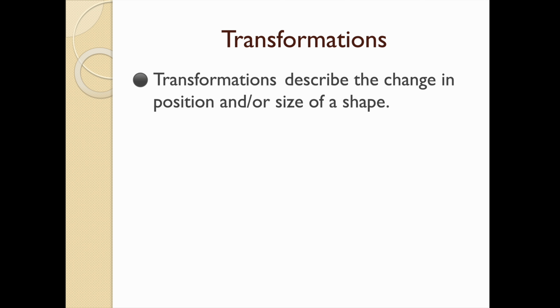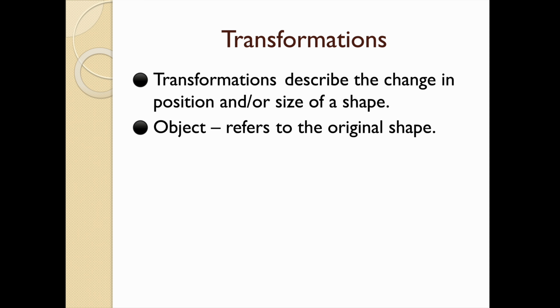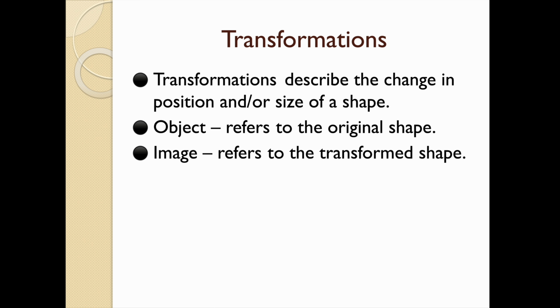All right, so transformations basically describe the change in position and/or size of a shape. When we talk about the object, that refers to the original shape. There's a particular object that we are trying to transform. When we transform that object, we get an image. It's like you have something, you get a copy of it, that's the image of the original.